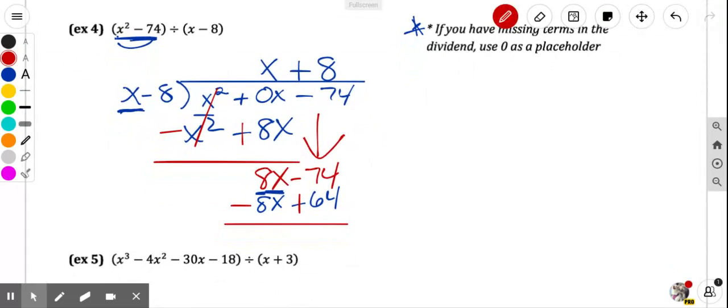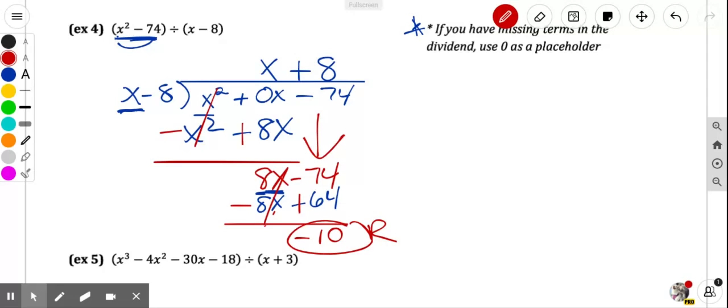Okay, and then now we can combine. So 8x and negative 8x is gone. Negative 74 plus 64 is negative 10. And so this is your remainder. And then remember, you take your remainder and you write it over the divisor.